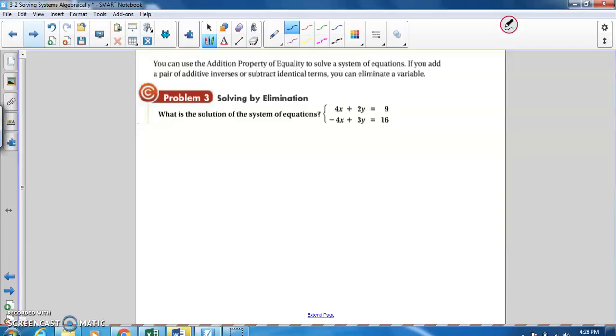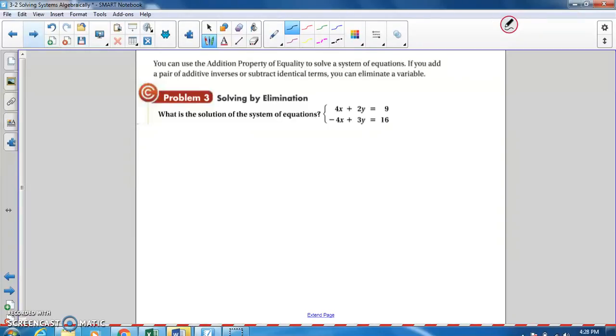We can also use the addition property of equality to solve systems of equations. If you add a pair of additive inverses or subtract identical terms, you can eliminate a variable. So what we want to do is find variables with the same coefficient to either add or subtract so that we can eliminate the variable and solve for one of our variables.